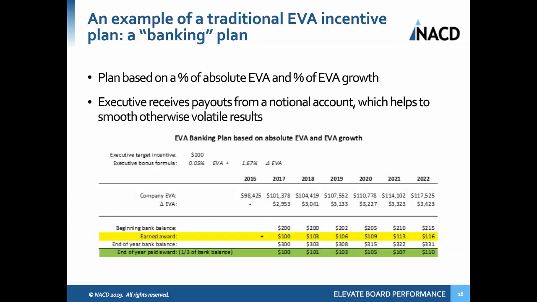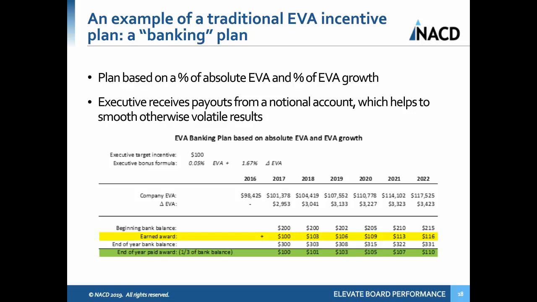Thanks, Brett. Okay, so I want to walk through a few examples here of EVA and incentive plans, and I'll preface this by saying this is not the only way that EVA can be used or has been used in incentive compensation plans, but reflecting back over the past 20, 25 years, when we've seen EVA implemented in incentive compensation, this sort of banking plan I'm going to describe has actually been fairly common.